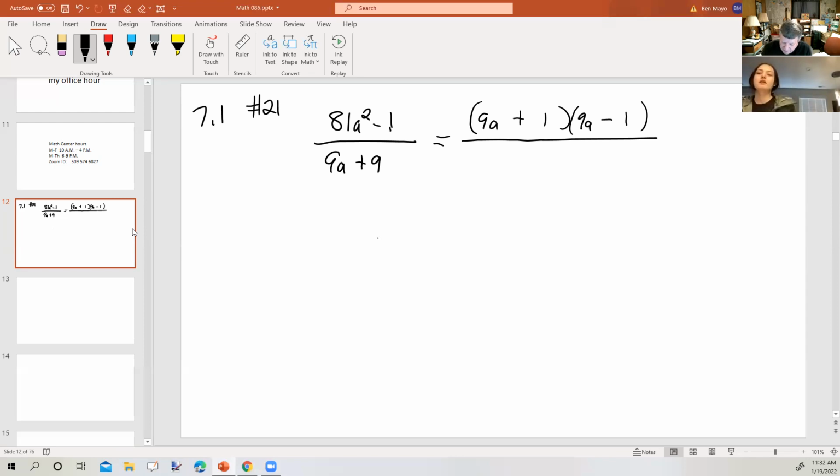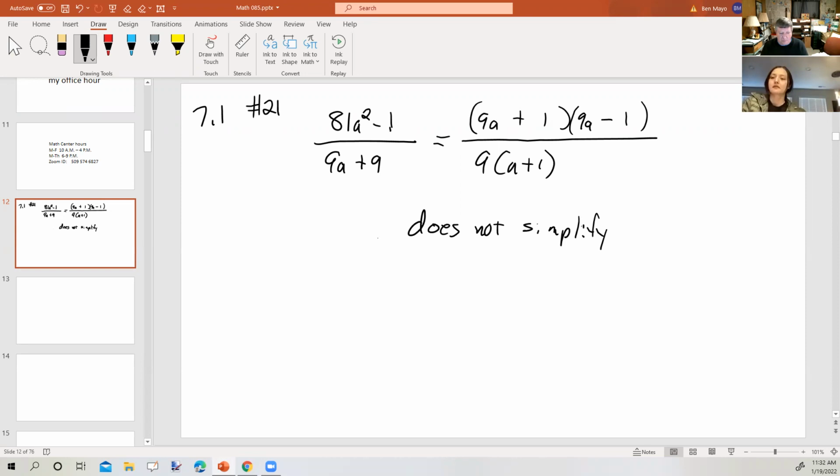The denominator of this fraction, we'd factor out the greatest common factor, which is a 9, and we end up with 9 times the quantity a plus 1. Well, there are no common factors in the numerator and the denominator, so we can't simplify it further. So the correct answer is does not simplify. Any questions about that before we go on to another example?